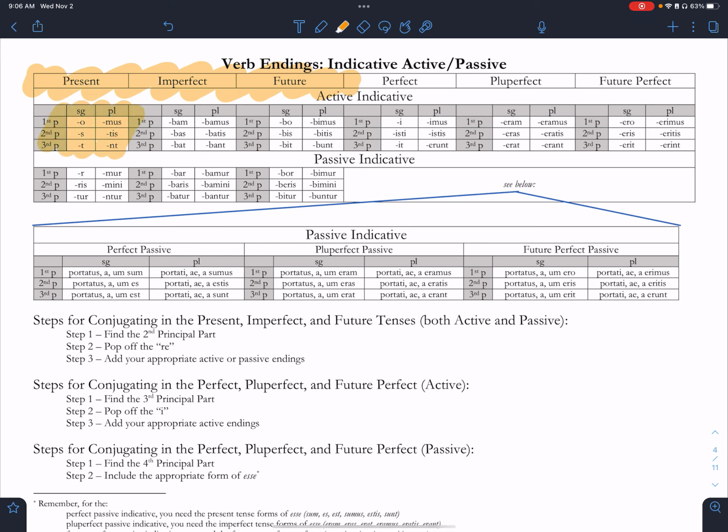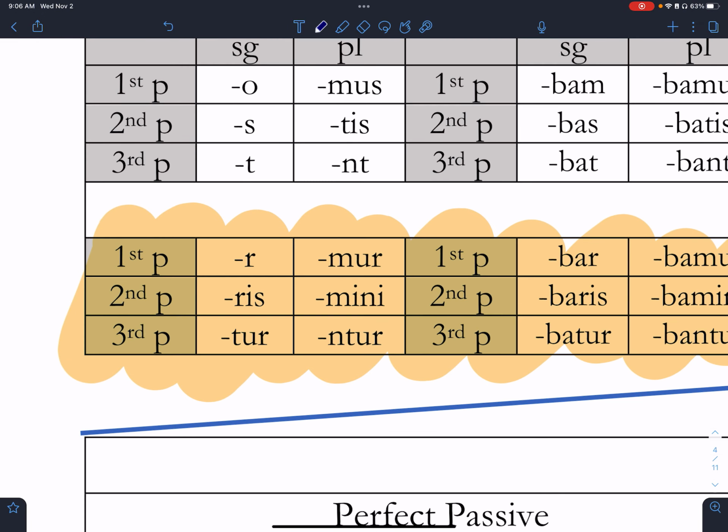Up here, these are all active endings. To make it passive, you need this set of endings right down here. So I'm going to get rid of that. But for all intents and purposes, what do we have here? We've got r, ris, tur, mur, mini, and ntur. How do we remember? The turtle thing.